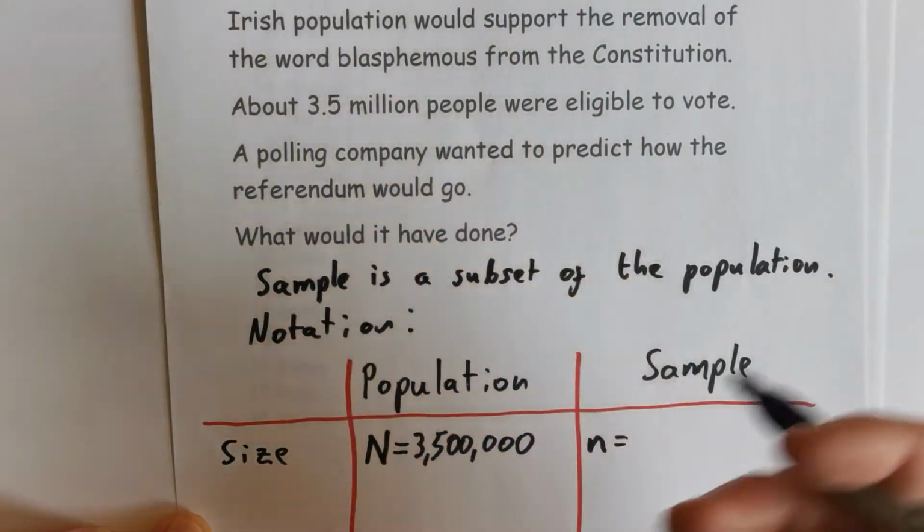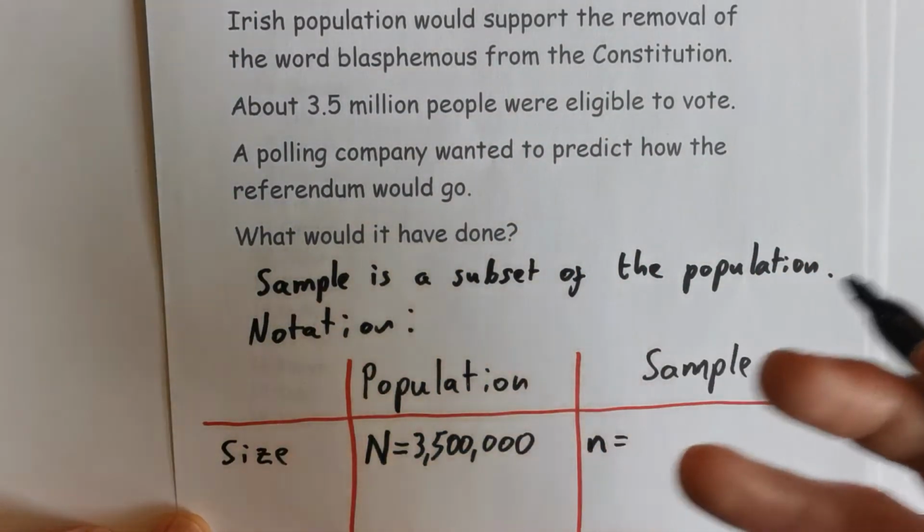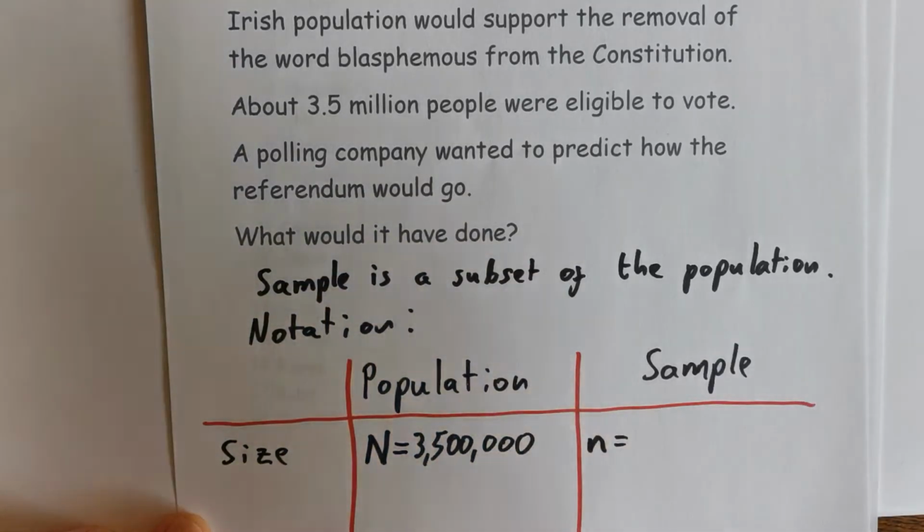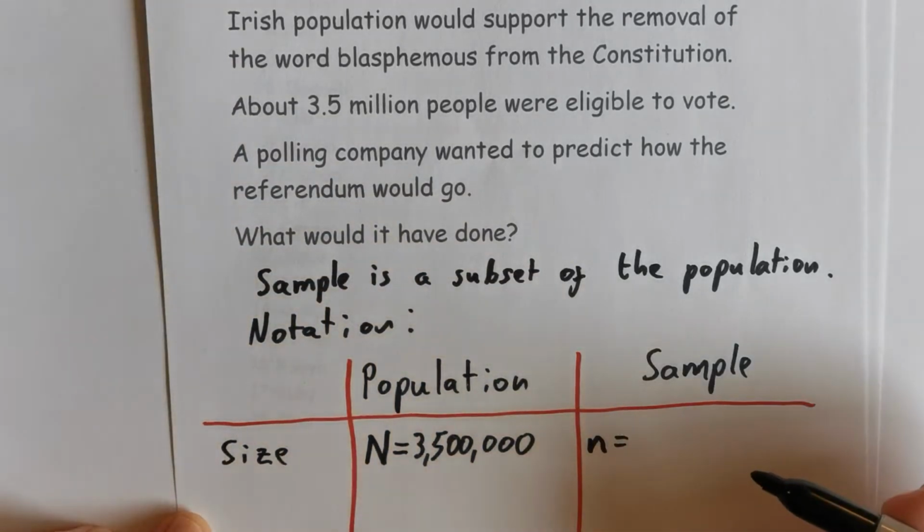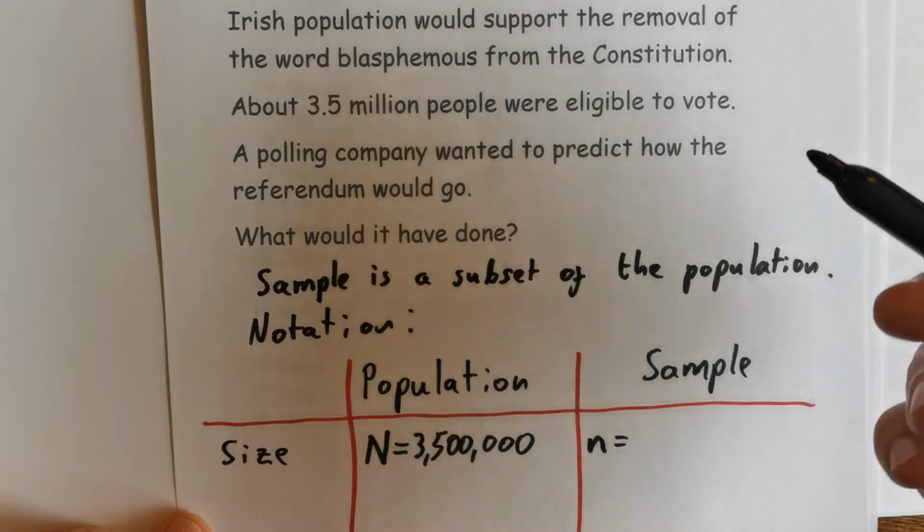So the polling company chooses a size of a sample. 1 wouldn't make any sense. 2 people wouldn't make any sense. There's not enough information. What they need is a sample, I suppose, small-ish, so it's going to save them time and money, but big enough so that they can take it to be representative of the population.